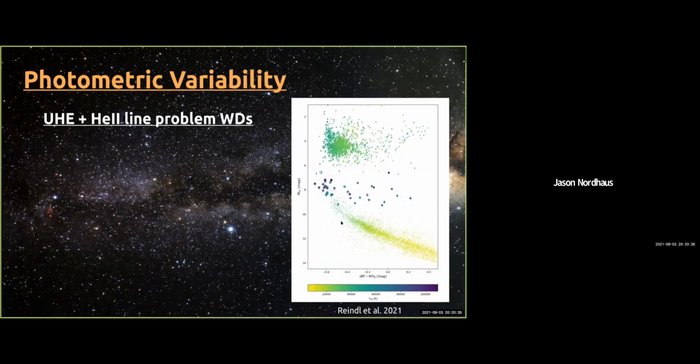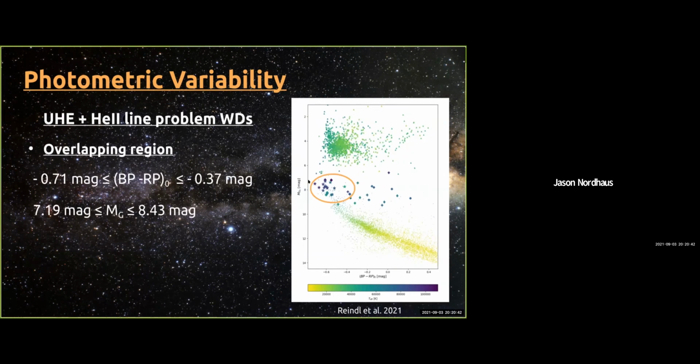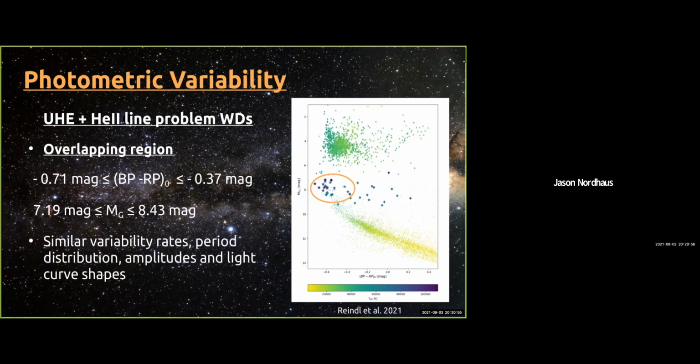Here you can see a Gaia color magnitude diagram. Star symbols represent ultra-high excitation white dwarfs, and diamond symbols represent helium-2 line problem white dwarfs. As you can see, our sample resides on top of the white dwarf banana, and they're clearly separated from the hot subdwarf cloud. Ultra-high excitation and helium-2 line problem white dwarfs overlap in a region of the Gaia color magnitude diagram between these color and absolute magnitude values. They show similar variability rates, period distributions, amplitudes, and light curve shapes. Due to the aforementioned reasons, we concluded that these two kinds of objects are in fact related.